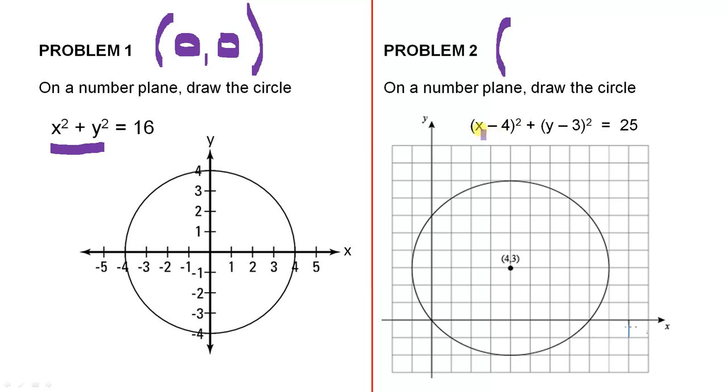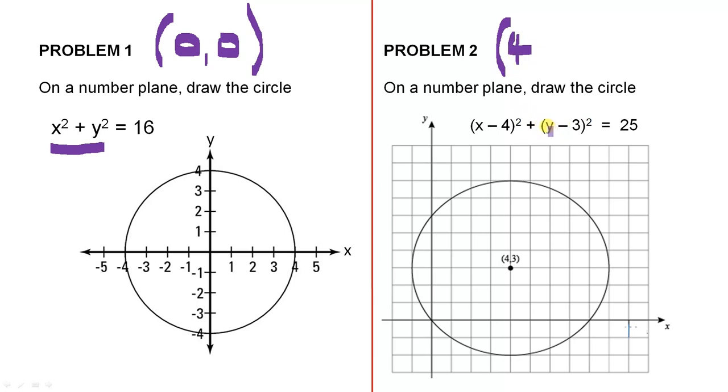All we do, we say, what value of x does this have to be so that the value inside the grouping symbol is 0? You can see straight away that x has to be 4. So the x value here is 4. Go to the next one.